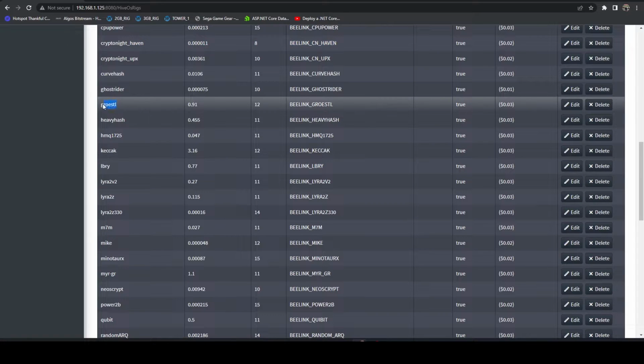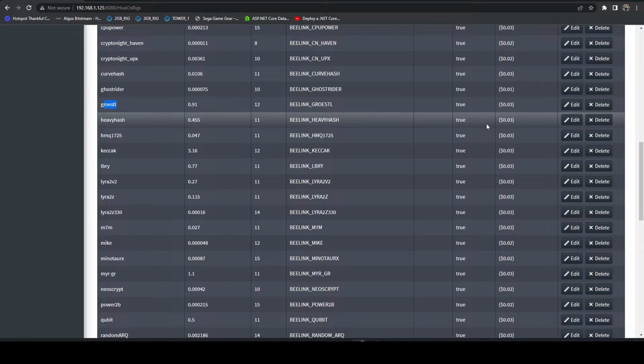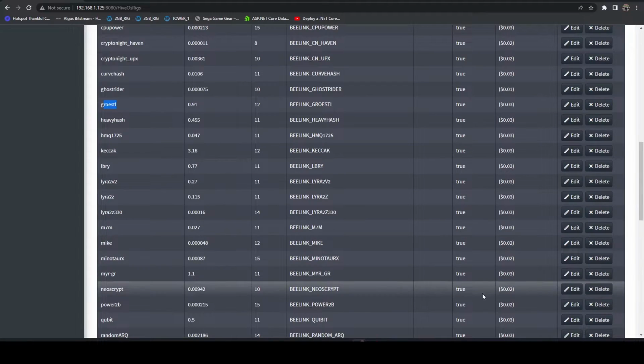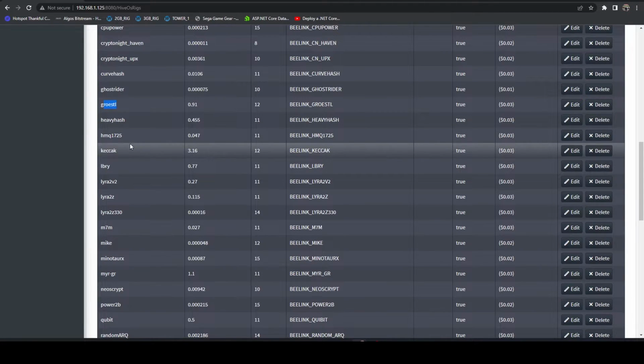Gertzsol, an older algorithm, but it is technically still mineable. And what you're going to notice with all these CPU coins, the profitability is really close between them. So I may be losing 3 cents a day, technically, but that's pretty much the same thing on every algorithm, which is actually nice to see. There's no wild swings here.